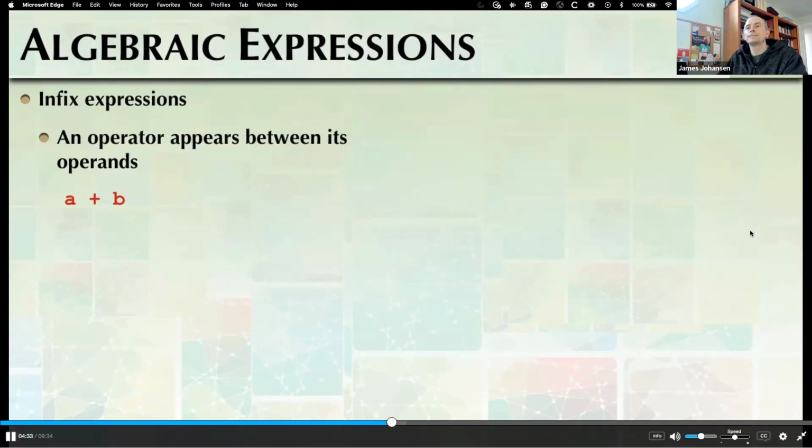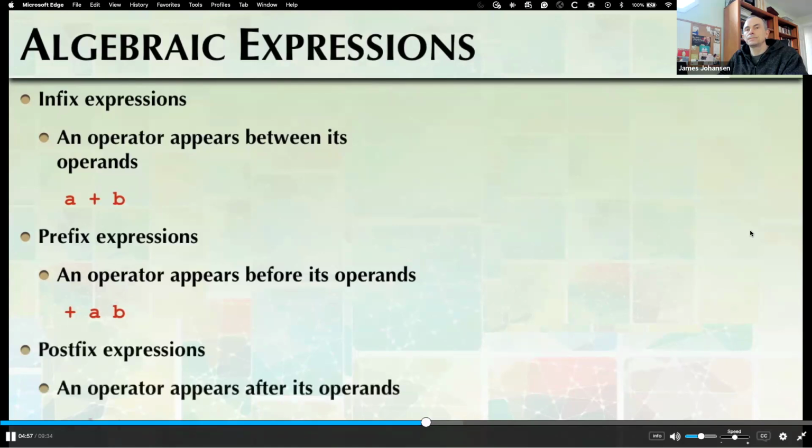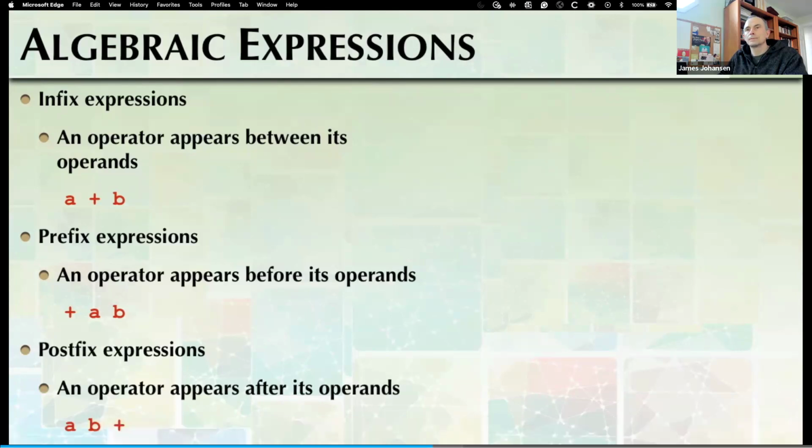You're used to infix expressions. This is where the operator appears in between operands. For example, the plus symbol is in between A plus B in this expression. There are two other ways to write expressions. Prefix expressions place the operator beforehand. So instead of having A plus B, we have plus AB. Also, we have postfix expressions, where the operator comes after the operands. So instead of A plus B, we now have AB, the operands, followed by plus, which is the operator.